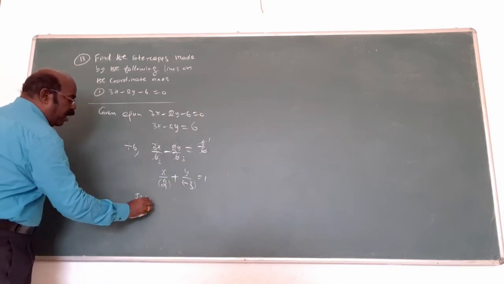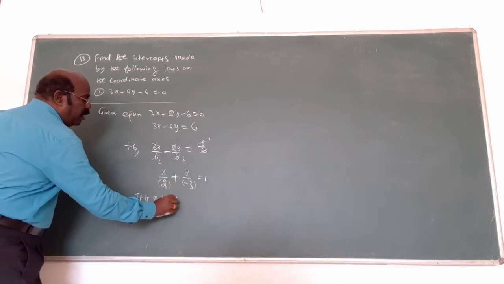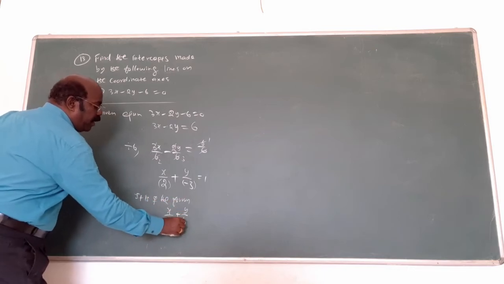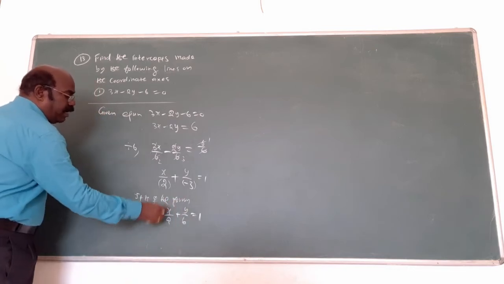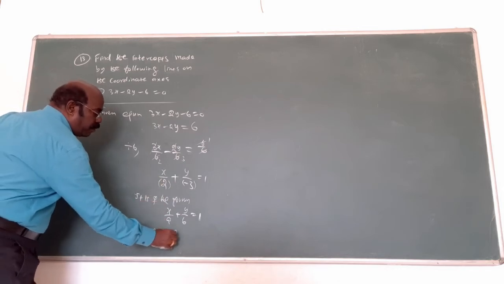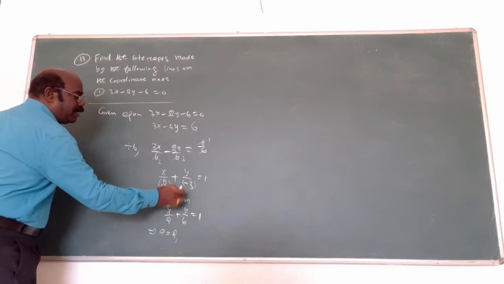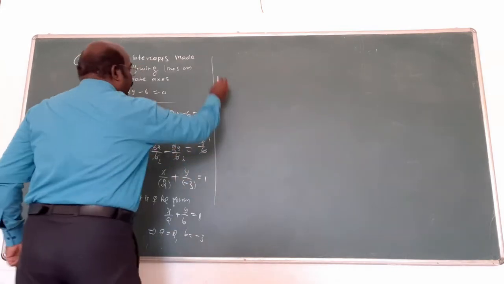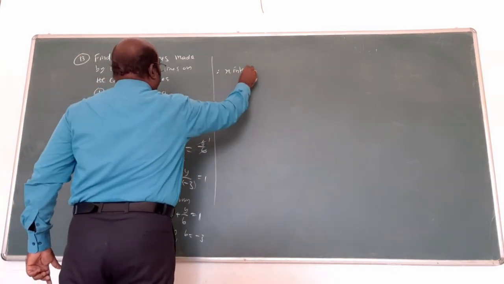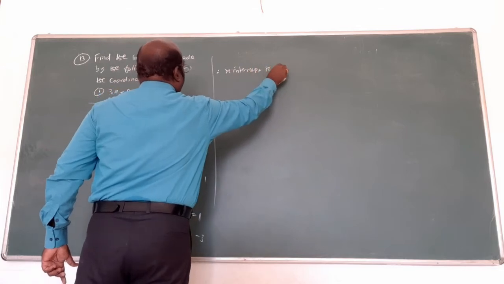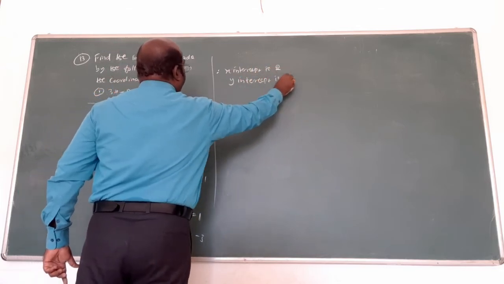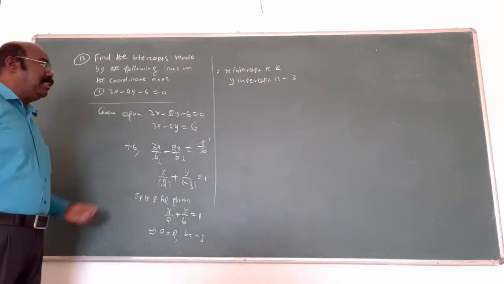It is of the intercept form. What is the formula? x by a plus y by b equals 1. What is a? x by 2, so a equals 2. y by minus 3, so b equals minus 3. Therefore, x intercept is 2, then y intercept is minus 3. This is the answer. This is important.